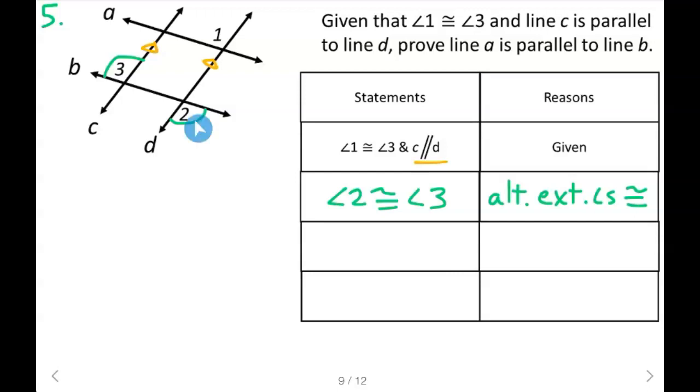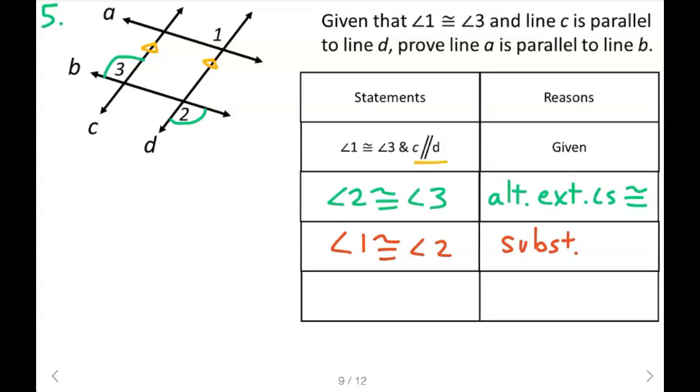Well, if those alternate exterior angles are congruent, then we can put this statement together with this one. Angle 1 is congruent to angle 3, and angle 2 is congruent to angle 3. So now we could replace one with the other, swap those two, and say angle 1 is congruent to angle 2. That's just by substitution, or you could call it the transitive property. You're replacing something with what it's congruent to.